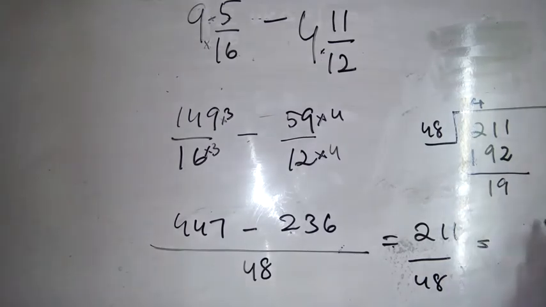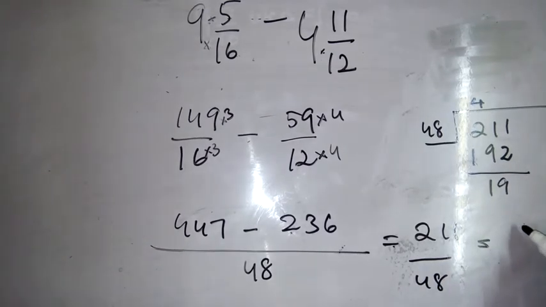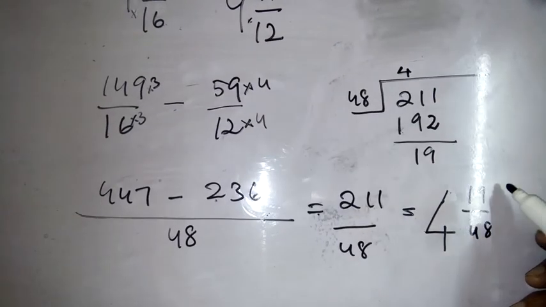Now you just tell me how you will write this. What is the whole number? 4. Very good. And what is the remainder? 19 upon 48. Can these be divided? No, they cannot be divided, right? So this is our answer.